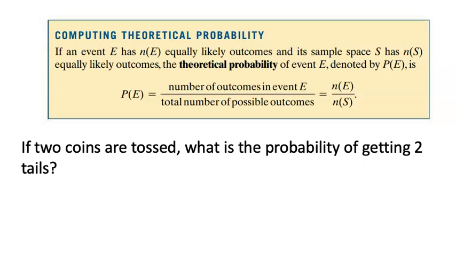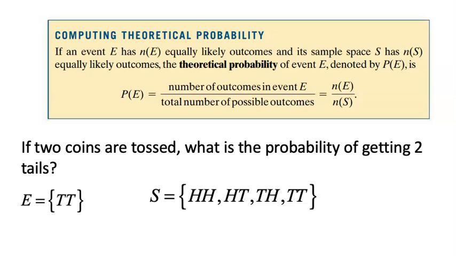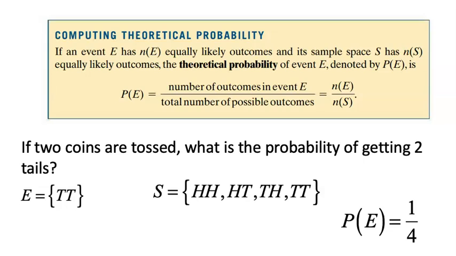Next up, if 2 coins are tossed, what is the probability of getting 2 tails? So tails, tails. That's the only way you're going to get 2 tails. What was your sample space? We recall heads-heads, heads-tails, tails-heads, tails-tails. Notice this event is a subset of the entire sample space. How many winners in the event? Just 1. How many total in the sample space? 4. So the probability of that event of getting 2 tails is 1 out of 4. 1 winner out of 4 total.